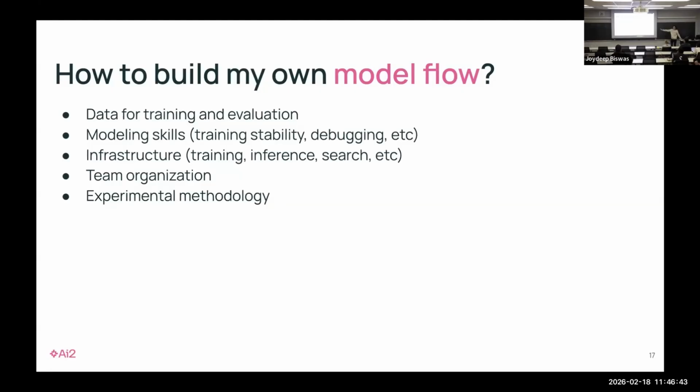These are the things you actually need. I'm not going to talk about all of them, but I'll give just a little hint about each one. You need data, of course. If you don't have data in your particular domain, you're not going to be able to do much. You need to have people on your team with modeling skills.